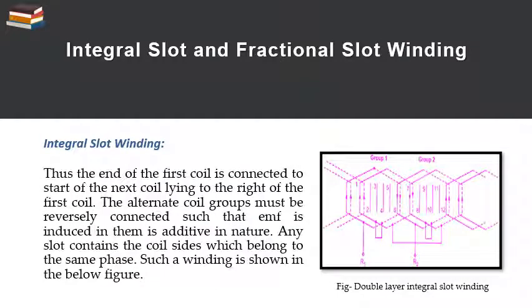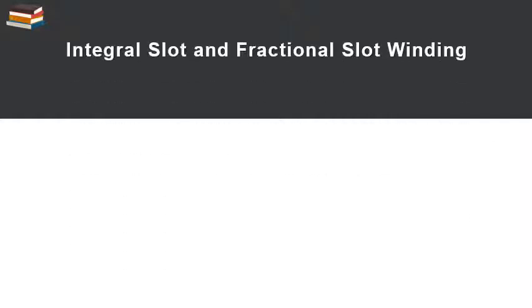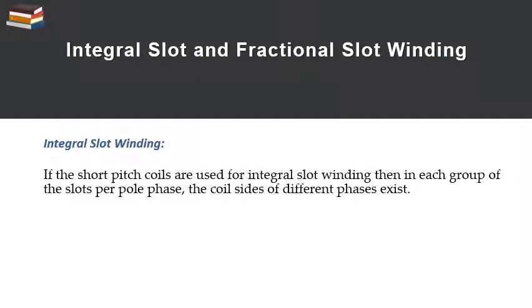Thus, the end of the first coil is connected to the start of the next coil lying to the right of the first coil. The alternate coil group must be reversely connected such that the EMF induced in them is additive in nature. Any slot contains the coil sides which belong to the same phase. Such a winding is shown in a figure. This is the diagram of double layer integral slot winding. If short pitch coils are used for integral slot windings, then in each group of slots per pole per phase, coil sides of different phases exist.